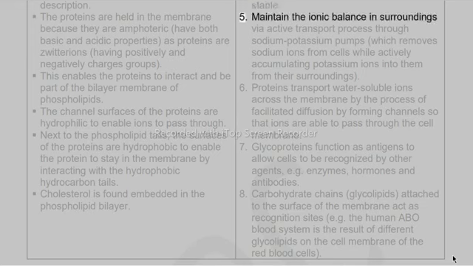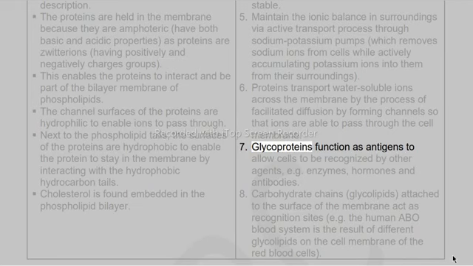5. Maintain the ionic balance in surroundings via active transport through sodium-potassium pumps, which remove sodium ions from cells while actively accumulating potassium ions into them from their surroundings. 6. Proteins transport water-soluble ions across the membrane by facilitated diffusion, forming channels so that ions are able to pass through the cell membrane.